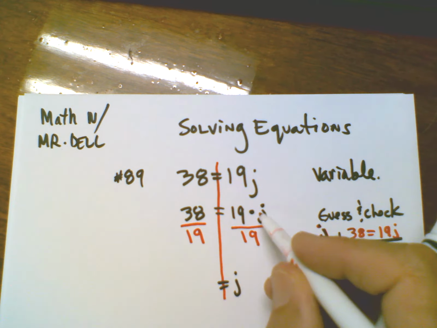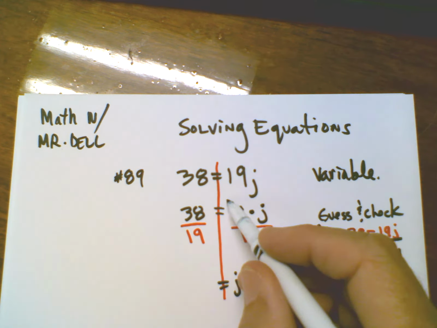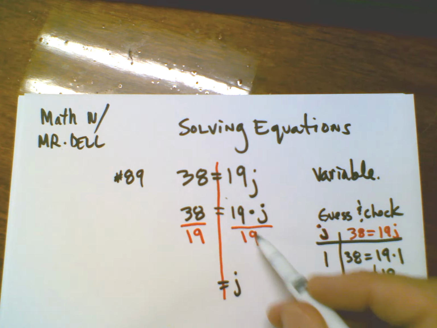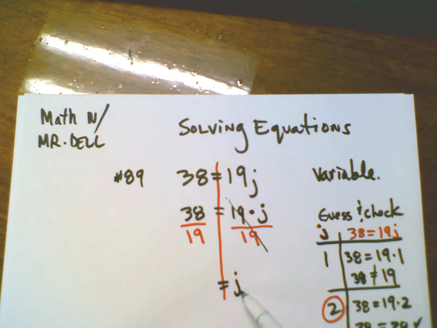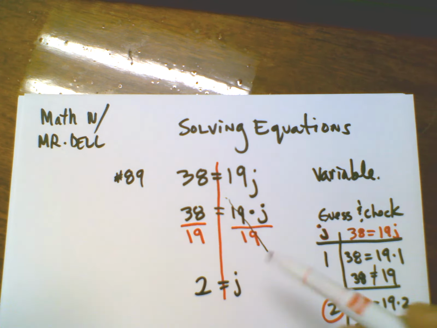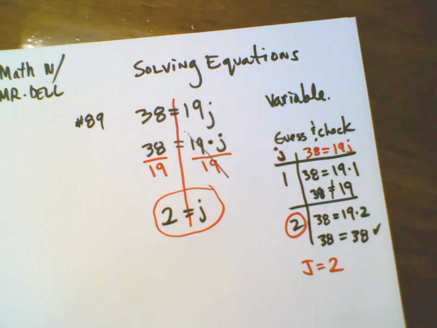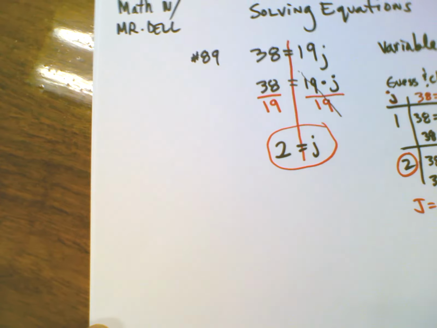Because what you do to one side, you do to the other. That's the whole thing of a balanced equation and keeping things balanced. And so the 19s here, they cancel out, right? And I'm just left with the J, 1J. And 38 divided by 19 is 2. So either way, I got my answer of 2 is equal to J. J is equal to 2. Okay, either method. So that's one. Let's look at another one.